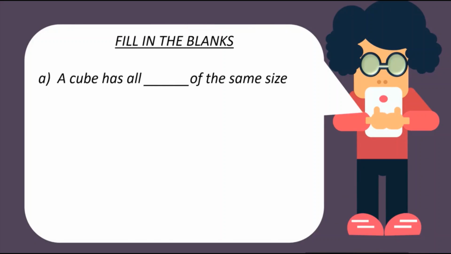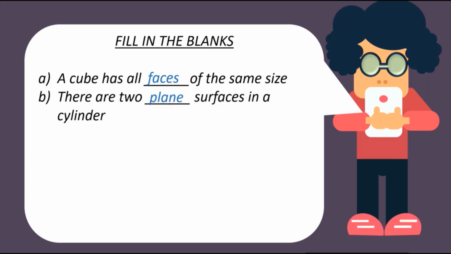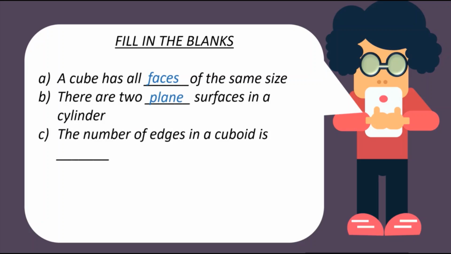Next, fill in the blanks. A cube has all dash of the same size, all faces. So all faces are of same size because each face is a square, and you know that the sides of a square are equal. There are two plane surfaces in a cylinder. You remember when you saw the cylinder, you found there were two plane surfaces and one curved surface.